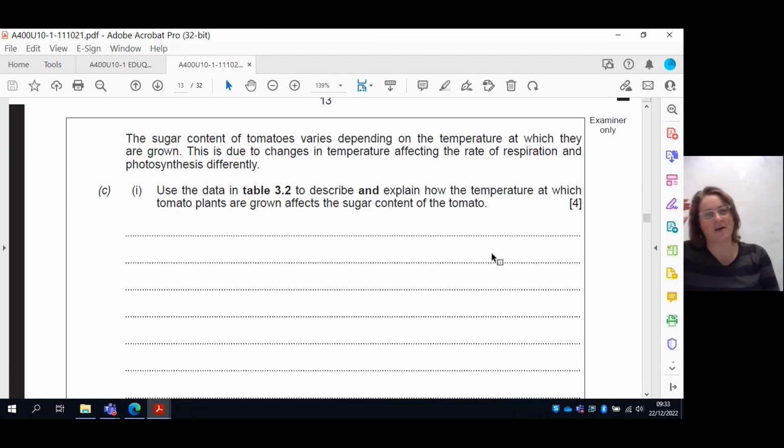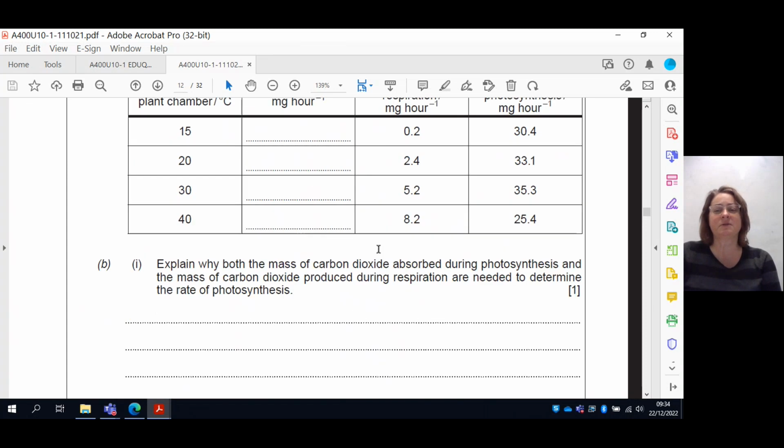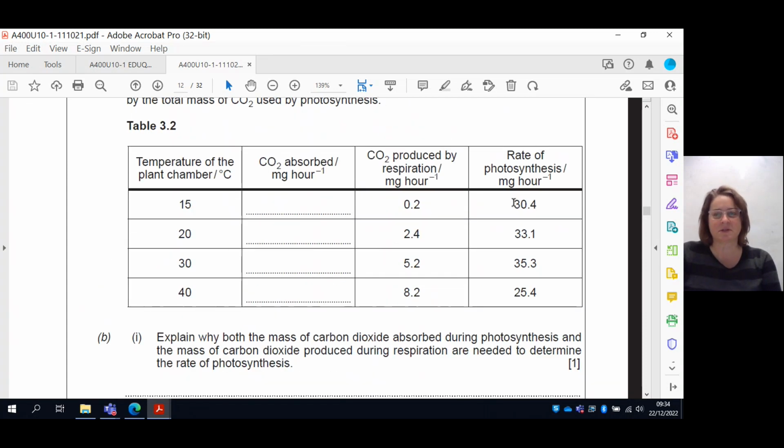It speaks to you about the sweetness of the sugar content of tomatoes, and how it varies with temperature. It doesn't automatically say the hotter it gets, the higher the sugar content, because that's not exactly true. And some of you have written just that, the hotter it gets, the more sugar there will be. Look at your information here, the rate of photosynthesis. Here we go, just that last column here. Where do you have your highest rate of photosynthesis?